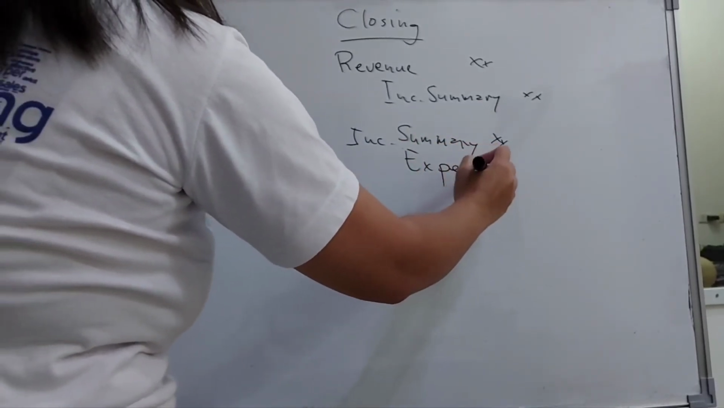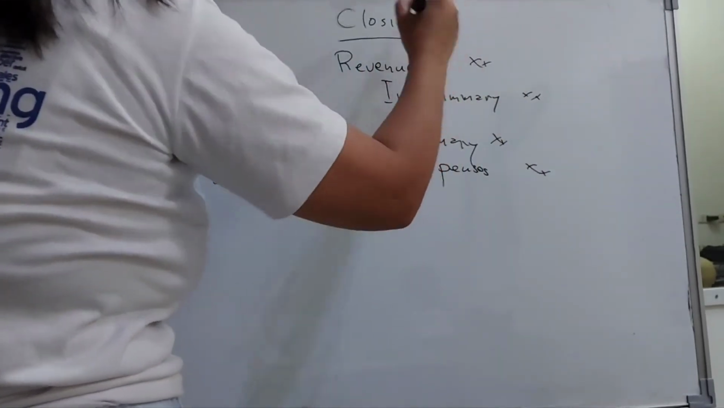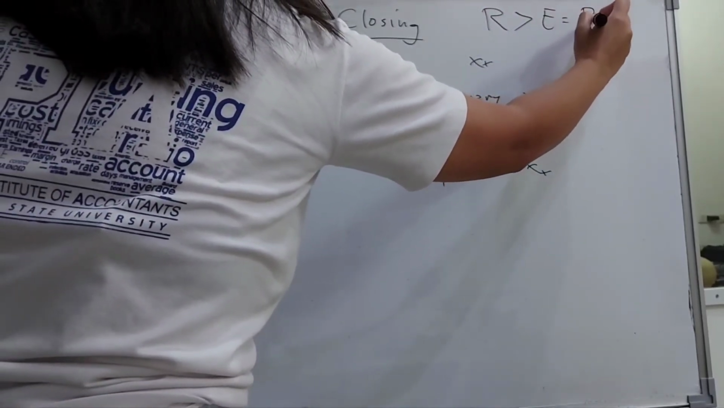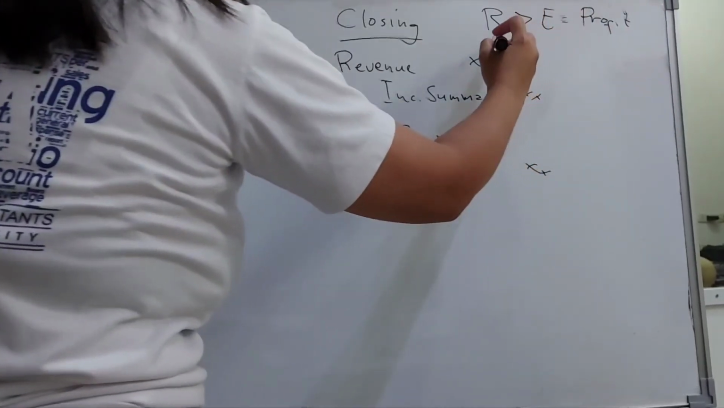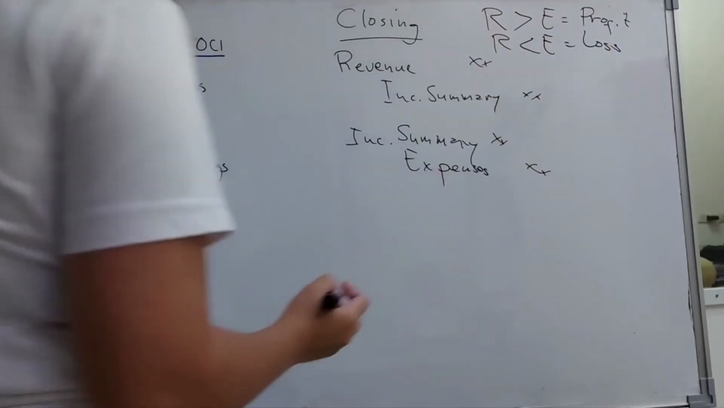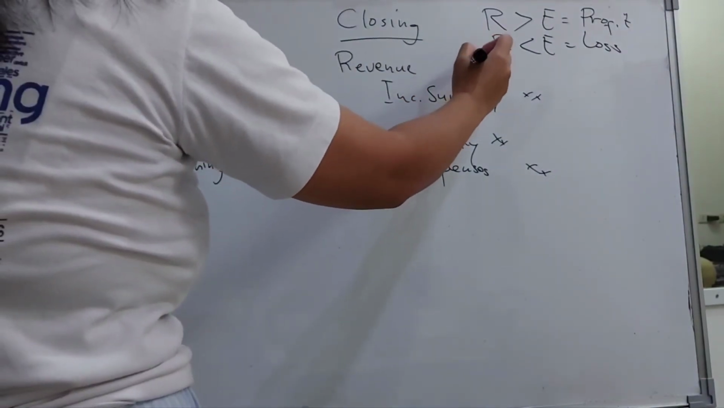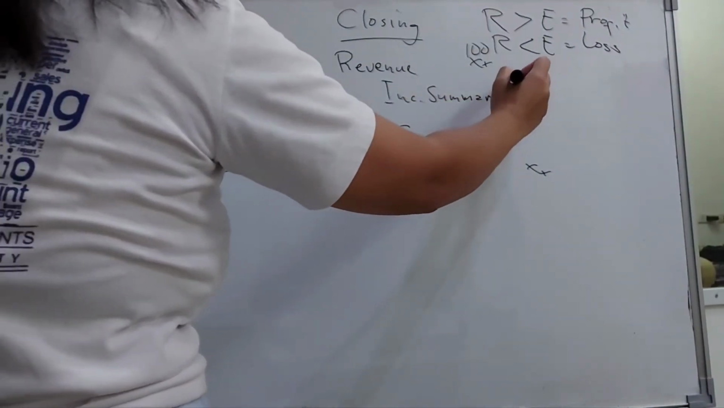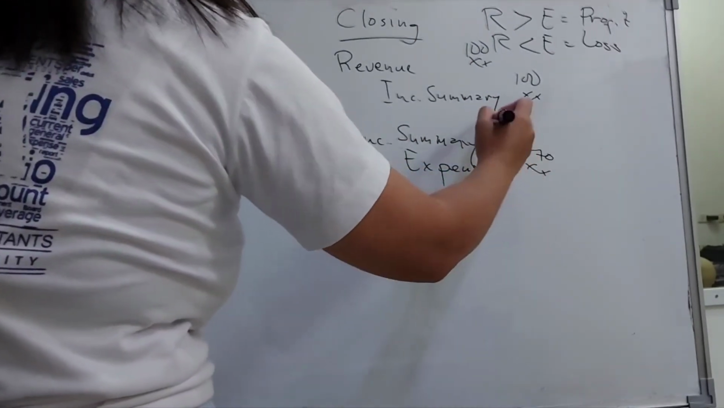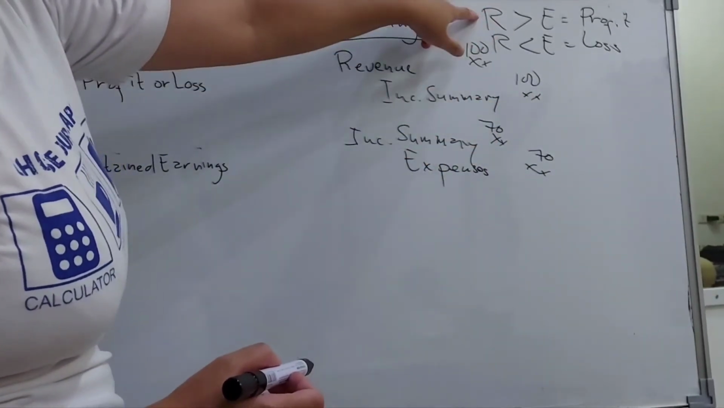Okay? So, dito nyo malalaman kung may profit or loss. Siyempre, if your revenue greater than dun sa expenses, so ibig sabihin meron kang profit. So kapag ang revenue ay less than sa expenses, so ibig sabihin meron kang loss. Okay? So pag let's say ang revenue mo ay 100, so debit revenue 100, income summary 100, then ang expenses natin let's say 70,000, so 70,000. So ang revenue mo is 100, ang expenses ay 70, so it means meron kang profit.